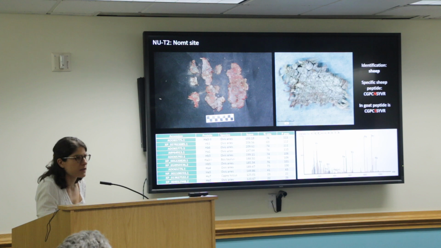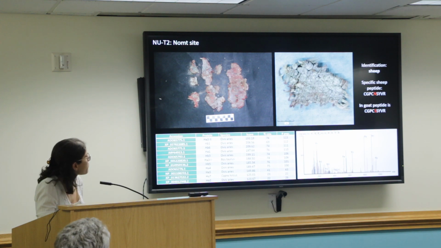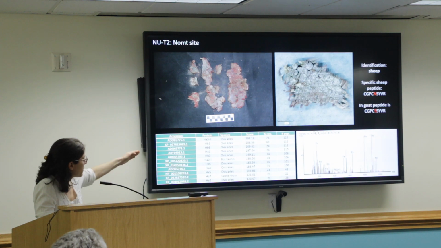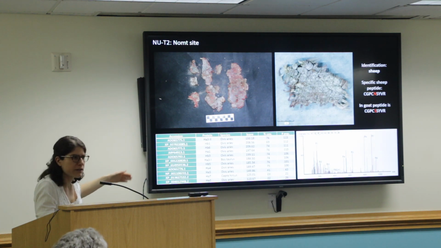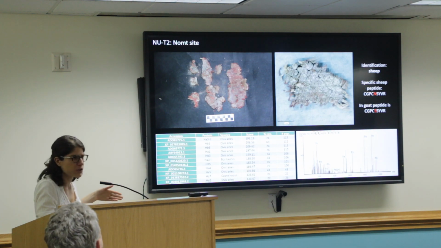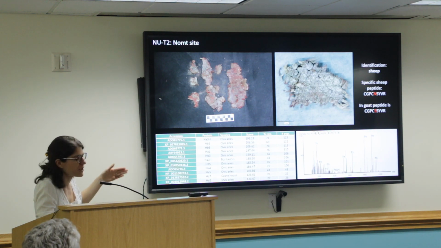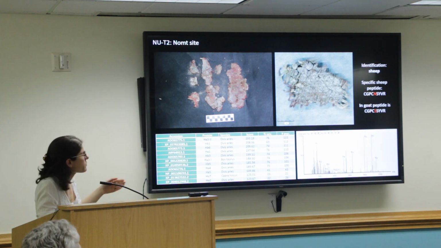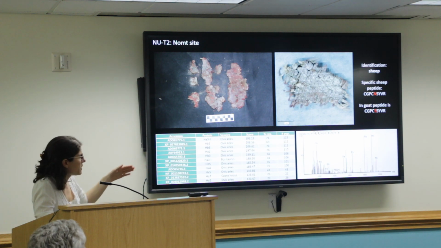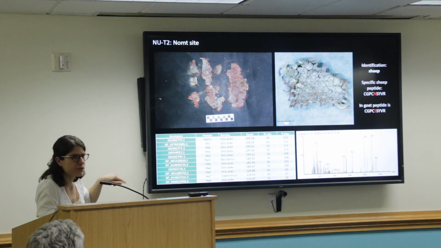So an example is this wool fragment from NOMD, and here are all the different keratin proteins that are identified and the species that are best matched for each protein. And here the best match is Ovis aries, so sheep. And we can verify that by having this specific peptide from sheep.